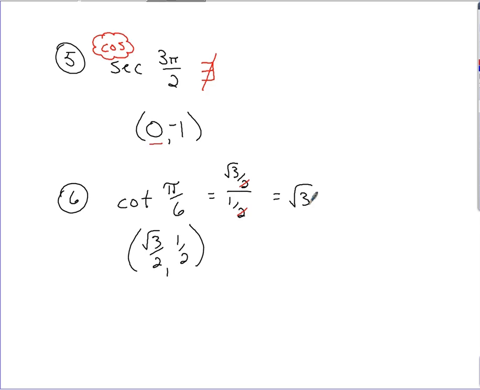Okay, there's a little review of how we're finding exact values using the unit circle.